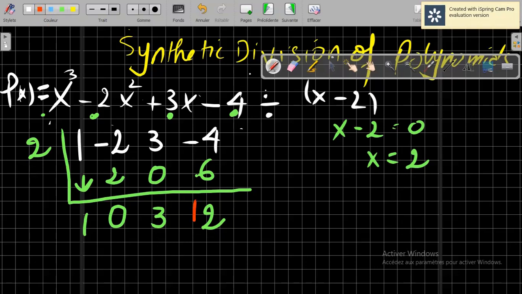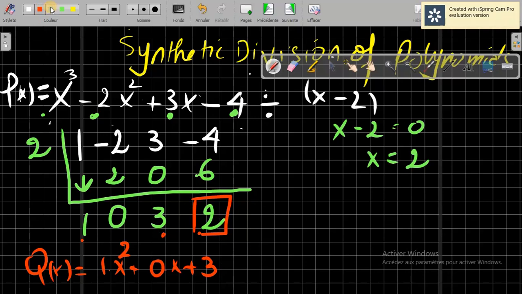Then you can see this time the remainder is not equal to 0. So how am I going to write this? Qx is equal to, as you see, a constant, degree 1, degree 2. So constant 3, and 0 times degree 1 plus 1 times degree 2. Then this time we have a remainder. So the qx is going to be written like this, plus the remainder comes here, 2 over the divisor, x minus 2.